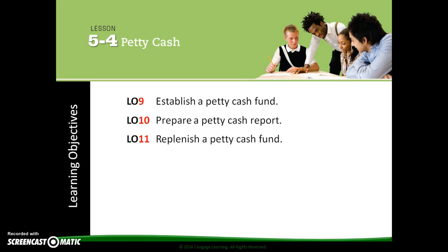And so what you want to know is that in some cases, businesses actually use small amounts of cash that they keep on hand because it's just an easier way to deal with transactions.